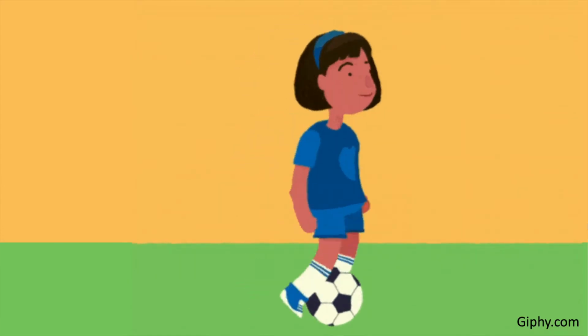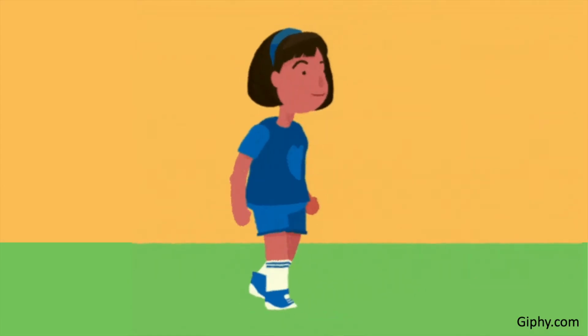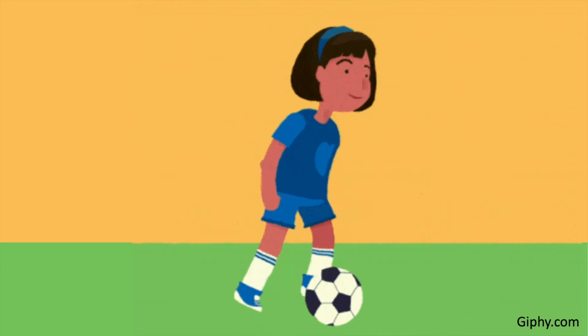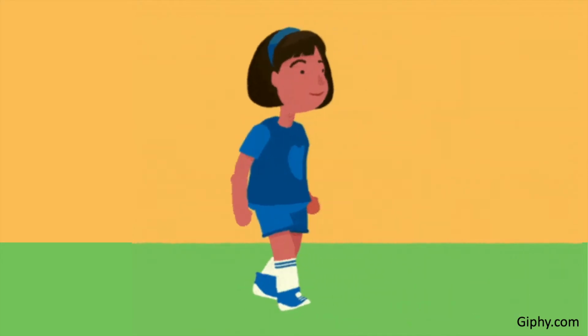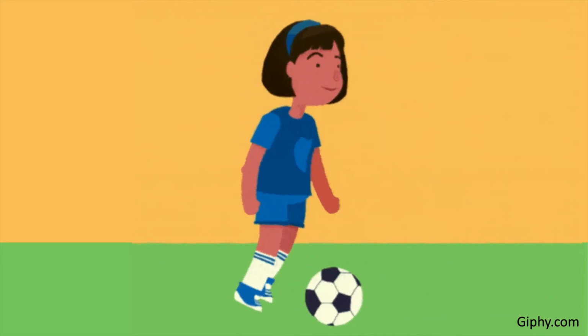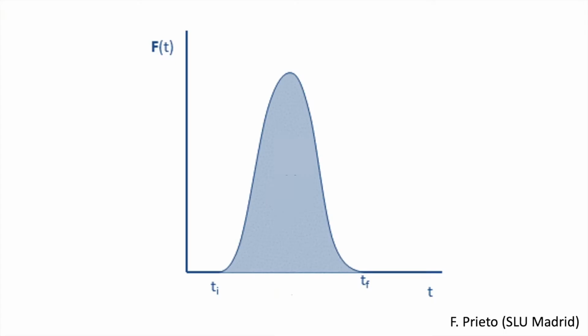When you kick a ball, you are exerting force on it for a brief time interval, only as long as your foot and the ball are in contact. If we were to graph the force versus time, it would look like this. The force is 0 until the foot touches the ball. It then quickly rises to some maximum value, and then drops back to 0 as the ball starts moving and is no longer in contact with the foot.